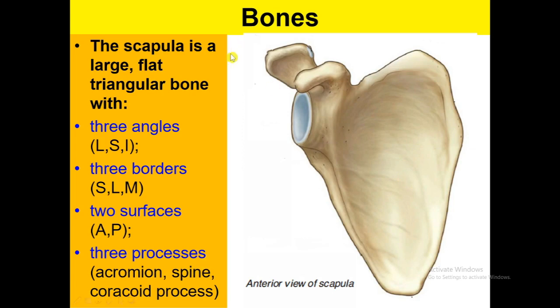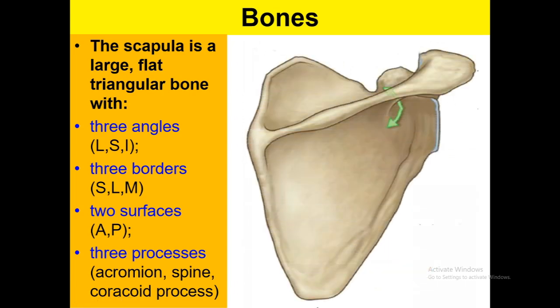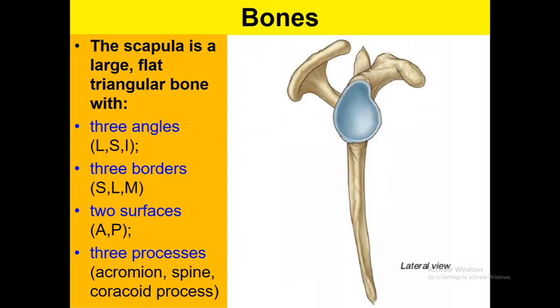We have here the acromion process. We have here a finger-like projection, that is the coracoid process. If we look from the posterior view, then we will find the long spine, that is the third process. This is the lateral view, you can see it very clearly. And this blue portion here represents the glenoid fossa, which is covered with articular cartilage to make the joint with the head of the humerus.